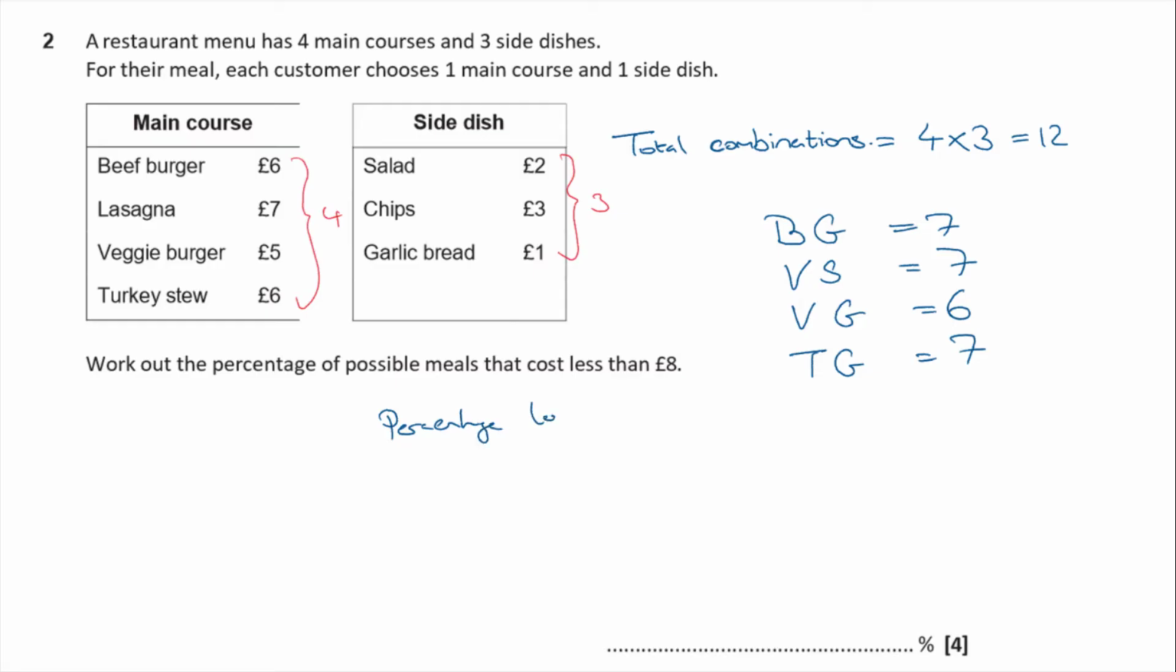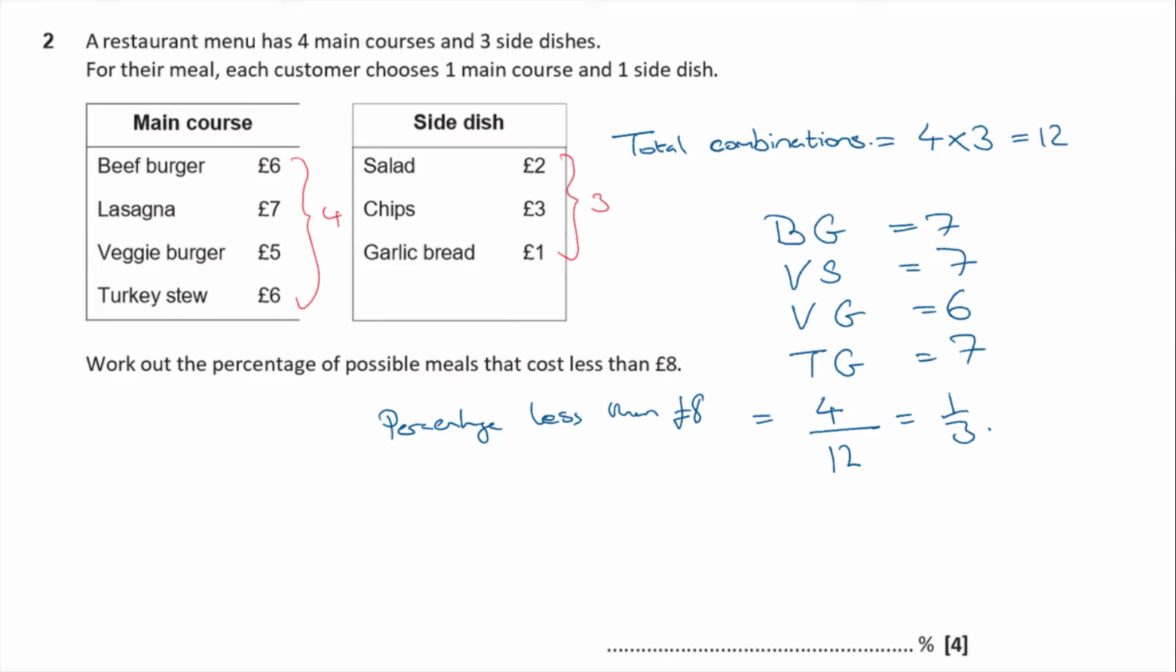Percentage less than £8. That's going to be the number of dishes that were below £8, which is 4, divided by the total number of dishes, which is 12. Now that's not so handy, that's a third. What's that as a percentage?